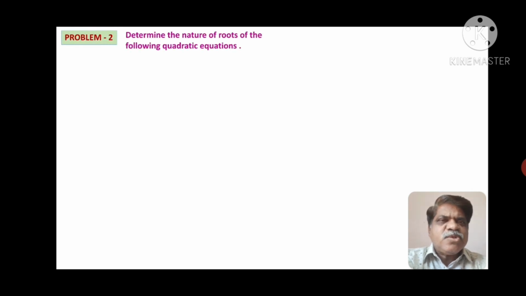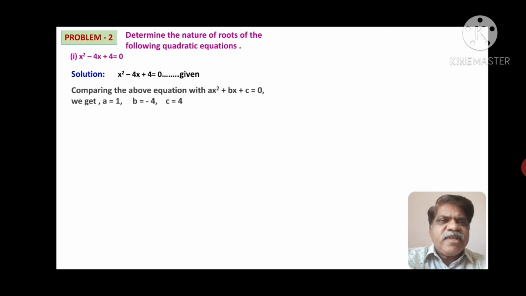Now, problem number 2. Determine the nature of the roots of the following quadratic equations. Number 1, x square minus 4x plus 4 is equal to 0. Friends, here it is given that x square minus 4x plus 4 is equal to 0. So, comparing the above equation with ax square plus bx plus c is equal to 0, we will be getting a is equal to 1, b is equal to minus 4 and c is equal to 4.